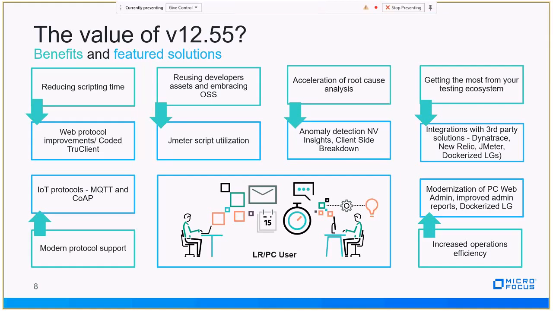The next problem that we are solving is the possibility to reuse developer assets and enhance open source capabilities. As I mentioned, we are embracing the utilization of JMeter scripts. Starting with version 12.55, both LoadRunner and Performance Center will allow users to execute JMeter scripts as they are. There is no need to tweak or convert the scripts into VuGen scripts, and they can just be used as part of our scenarios.